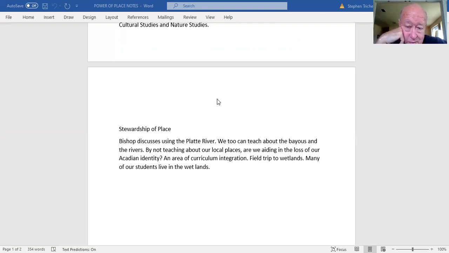So think about field trips to the wetlands, whether actual or virtual. Many of our students still live and work and play in our wetlands, and they can be a great source of information. Okay, so I'll stop sharing.